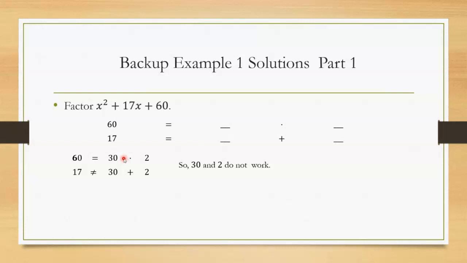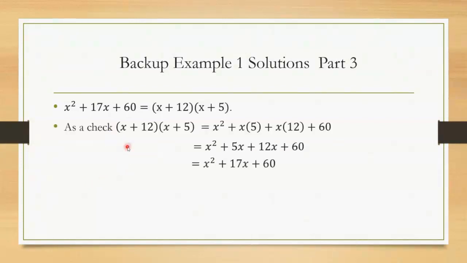Okay, well, is there a pair that's going to work? Well, what about 12 and 5? I don't know why 12 and 5 were here. Sorry about that, that's a typo. But 12 times 5 is 60, right? And 12 plus 5 is 17. So these numbers do work, and we get the polynomial is x plus 12 times x plus 5. Good. And again, I check as well. So that's what we get.